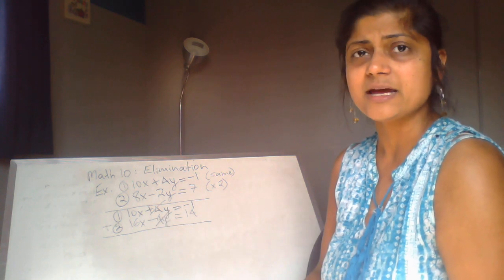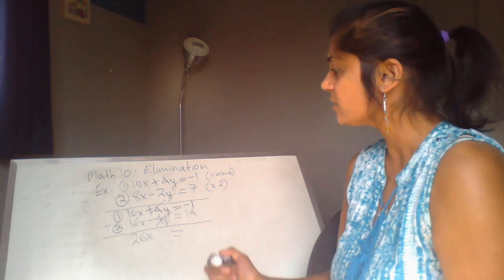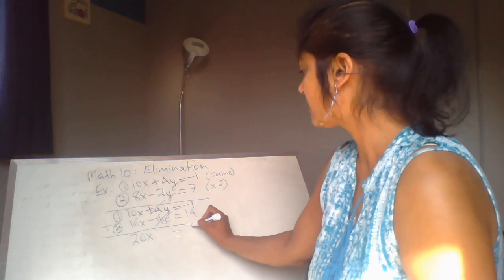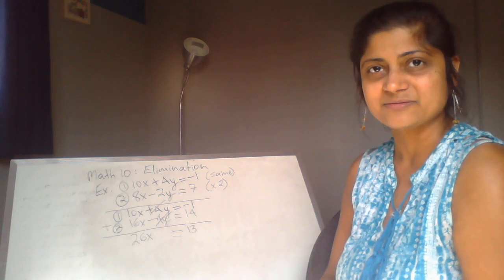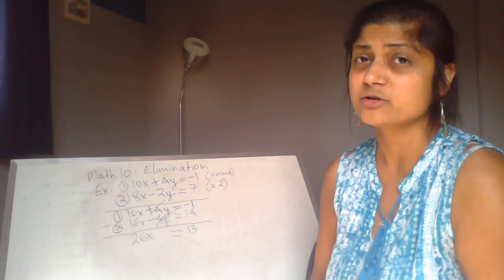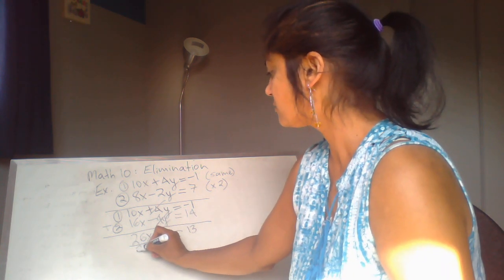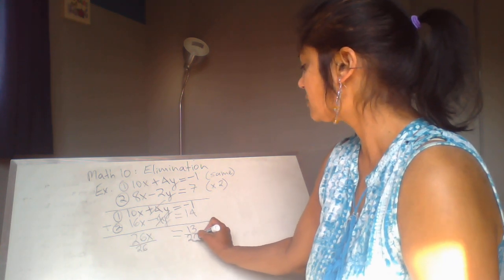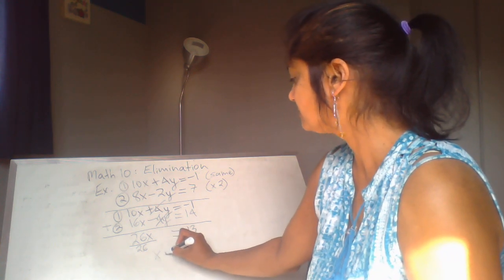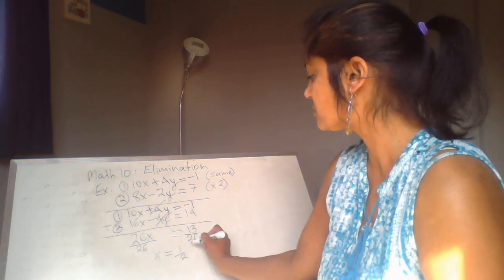I'm going to do 10x plus 16x, 26x. And on the other side, I'm doing -1 plus 14, which is equal to positive 13. And if you're not sure with the integers, just use your calculator. You're allowed to use your calculator for all of these problems. So now I'm going to look for x here. I'm going to divide it by 26 on both sides. And here x is going to equal 1/2.